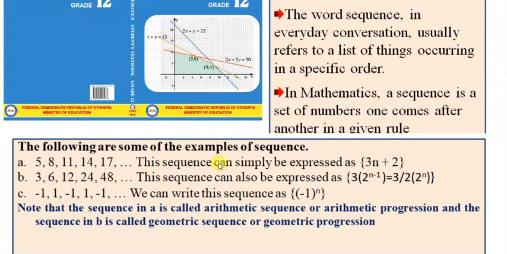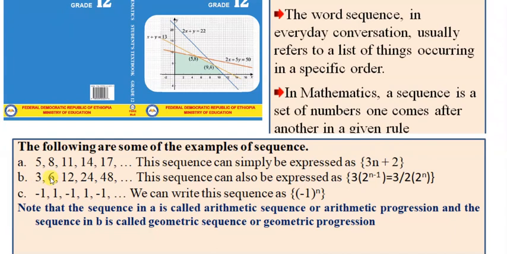We call it an arithmetic sequence, and it can simply be expressed as 3n plus 2, which is called the general term, in braces. And similarly in B, here 3, 6, 12, 24, 48, and so on. This also represents a sequence. These are terms of the sequence, and it has a given rule.